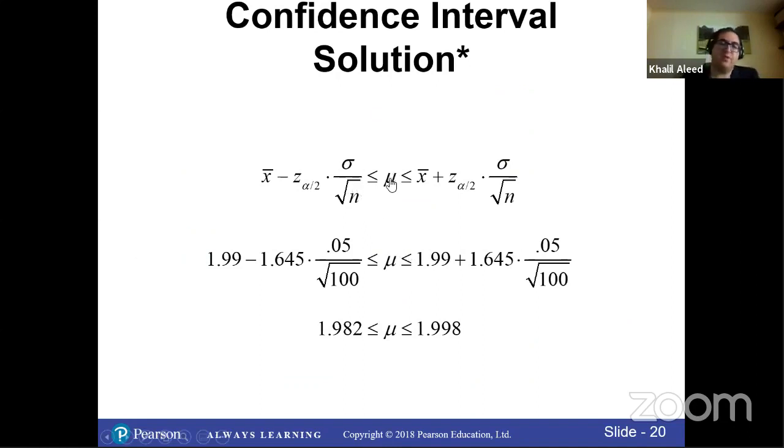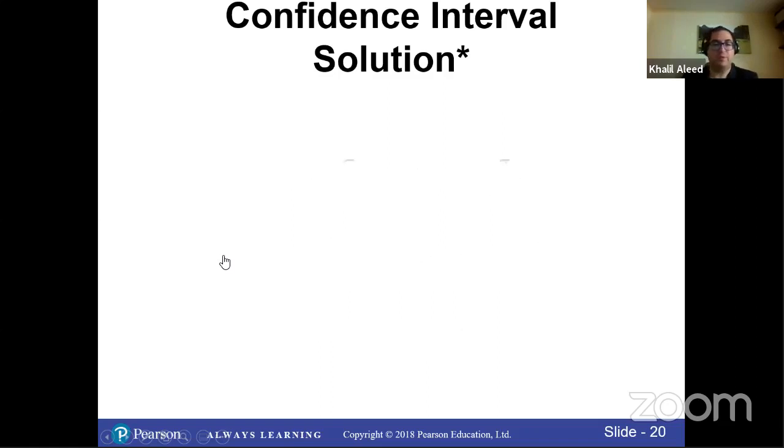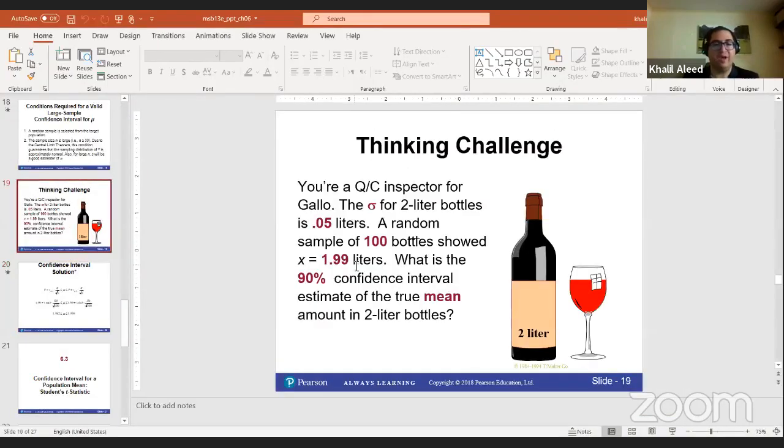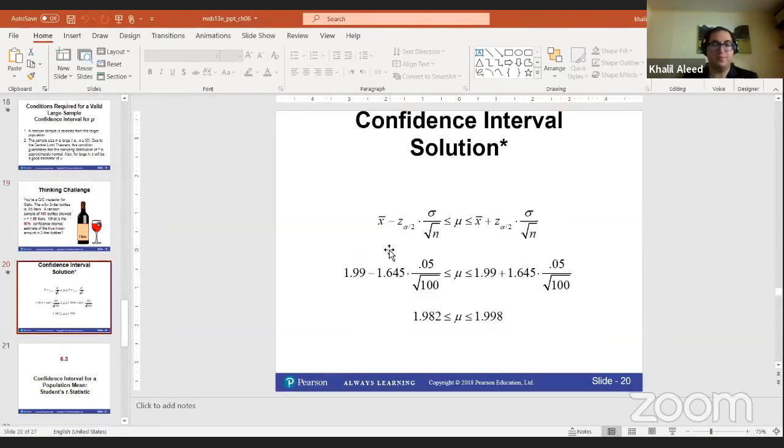So to do so, we said we are trying to estimate mu. Where is mu? As we said, the lower limit will be X bar minus Z alpha over 2 times the standard deviation of the sample, and the upper limit is X bar plus Z multiplied by the standard deviation of the sample. Our X bar, as we saw in the example, is 1.99. This is our X bar.